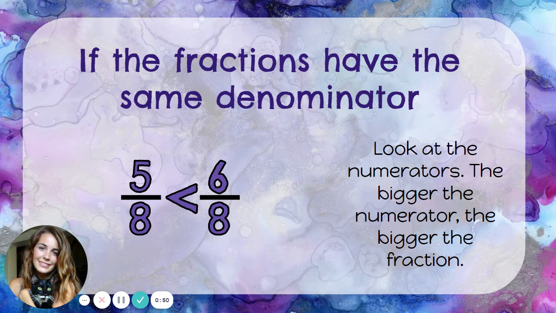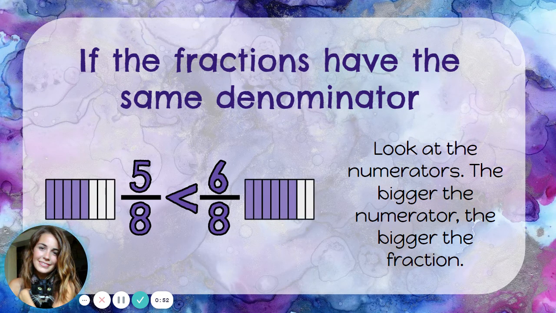Take a look at the pictures. On the left, you see 5/8, and on the right, 6/8. If you think about this like a cake, we have two cakes that are both cut into 8 pieces. So all of the pieces are the same size. But on the left, I only have 5 pieces of cake, and on the right, I have 6 pieces of cake. 6/8 is greater than 5/8.